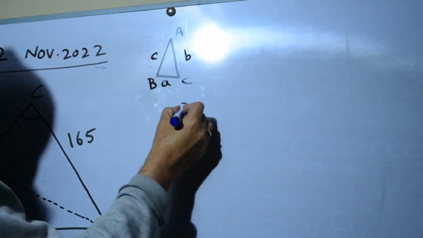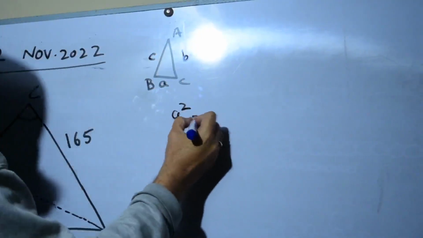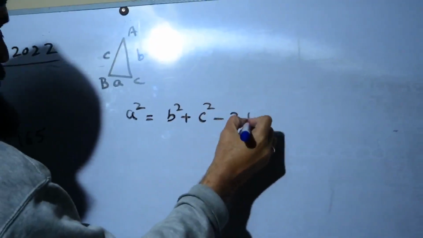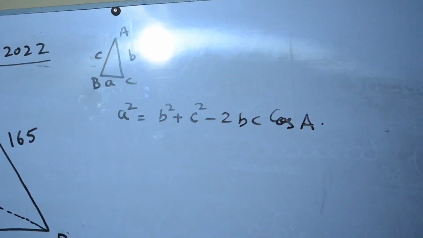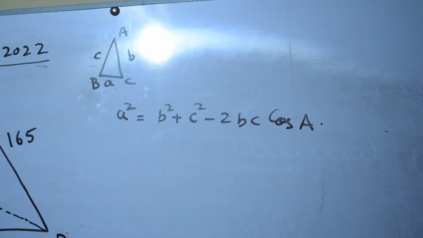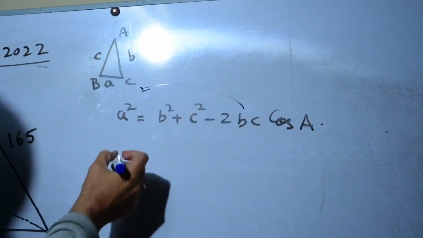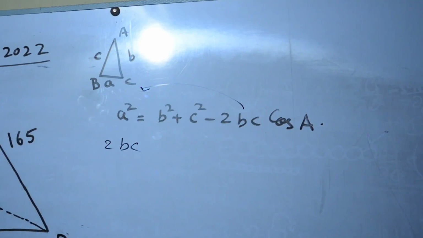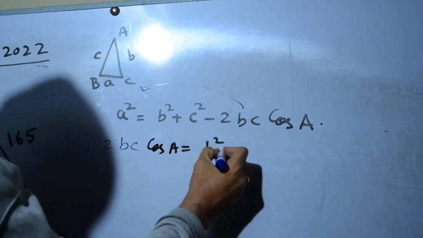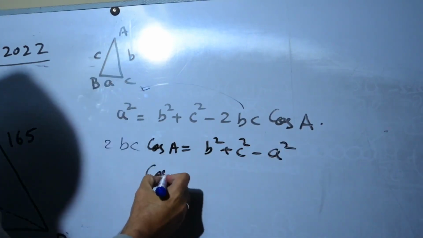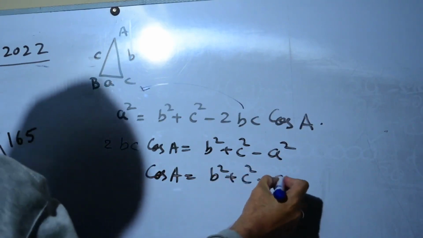Then a square will be equal to b square plus c square minus 2bc cos of angle A. So b square plus c square minus 2bc cos of angle A is equal to the square of the length opposite to angle A. If you want to find cos A, you can shift it here, and this will become 2bc cos A will be equal to b square plus c square minus a square.